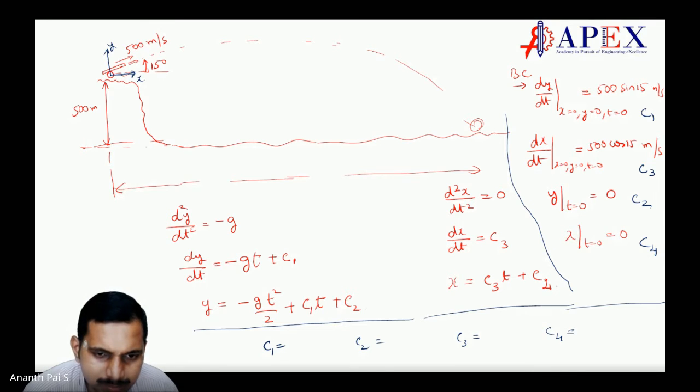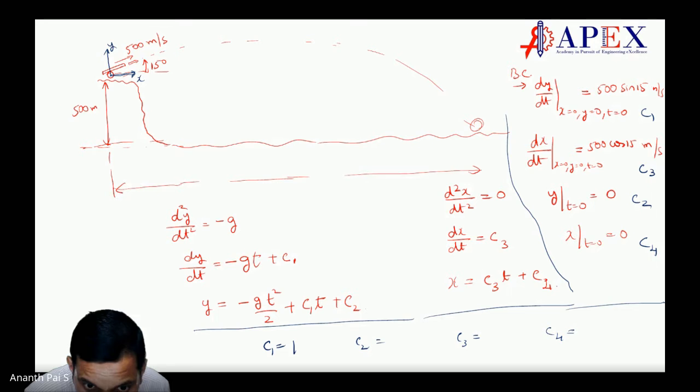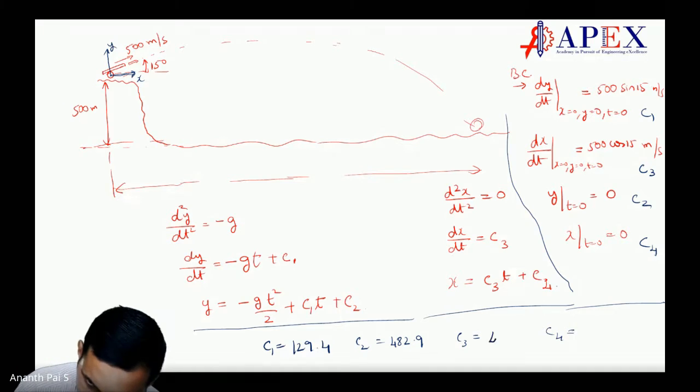Did not get students? C1, no one got? I'm not talking about the old students. Old students do not comment anything. New students. 129.4. What is it? C1 is 129.4. Good. C2 is? 482.9. Very good. C3 is? 0, sir. C3 is 0? Wait, sir. I will solve. C3 is 482.9. Correct. C2 is 0 and C4 is 0. Correct.